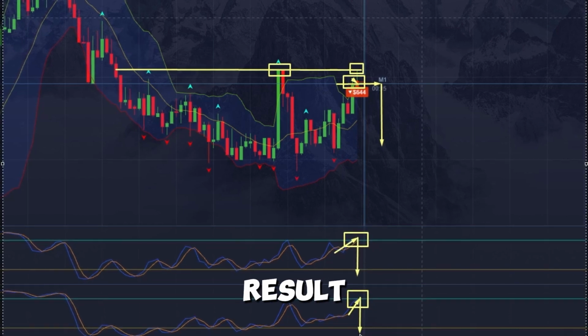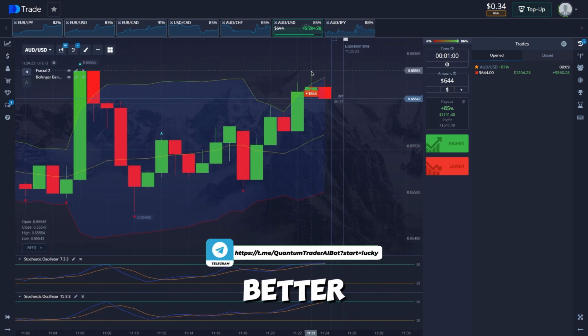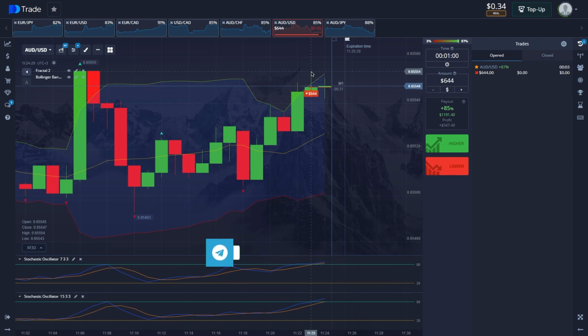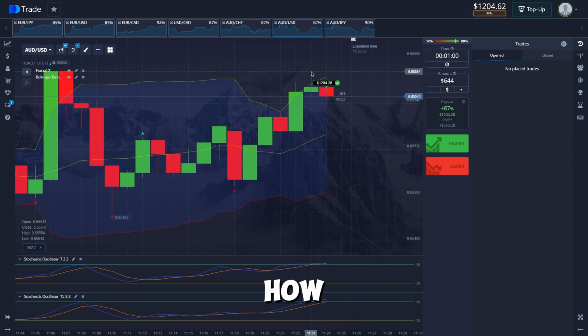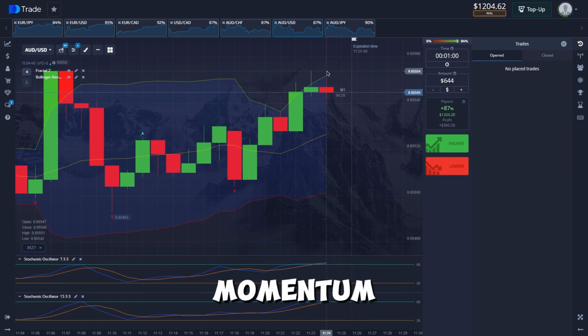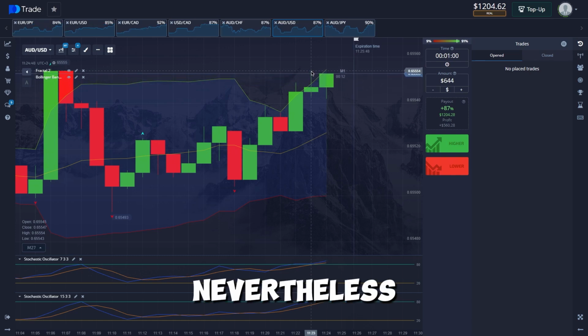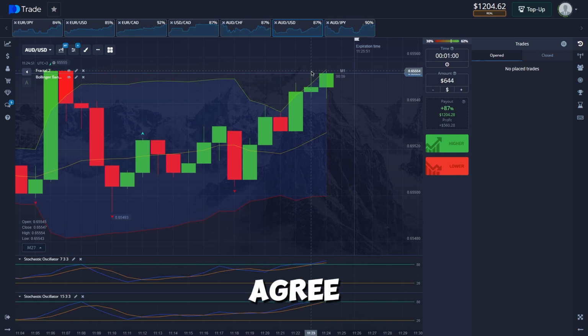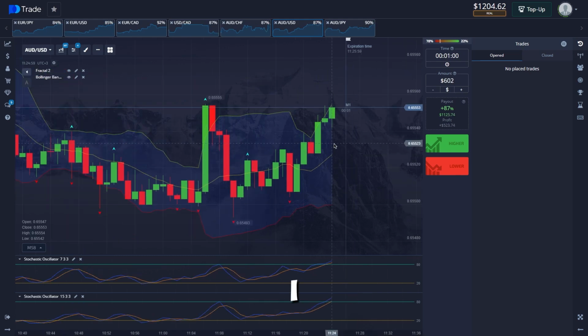Let's look at the result. It would be much better to open here, of course. But overall, I am sure that this deal is closing in a plus. And in the last few seconds, our deal closed at a plus. We saw how mercilessly the candle gave us momentum, which is why I said that the opening level at the end of the shadow of this candle would have been much better. But nevertheless, we were a little lucky here, I agree, and we closed the deal at a plus. But as they say, the strongest are lucky, and you and I are the strongest.